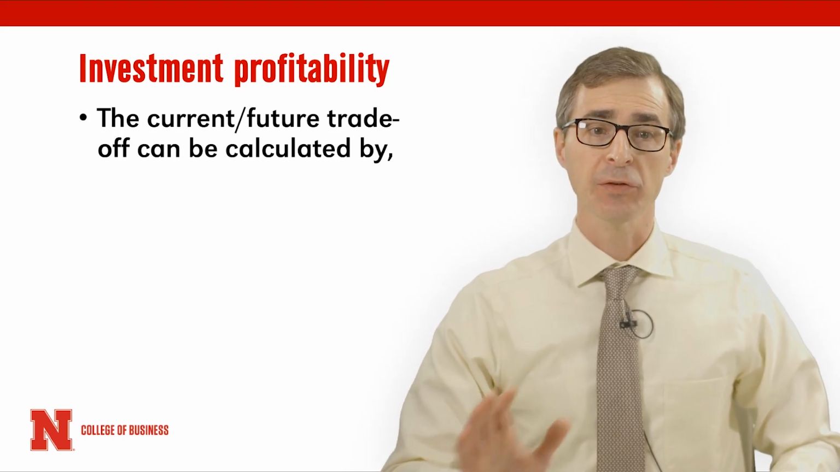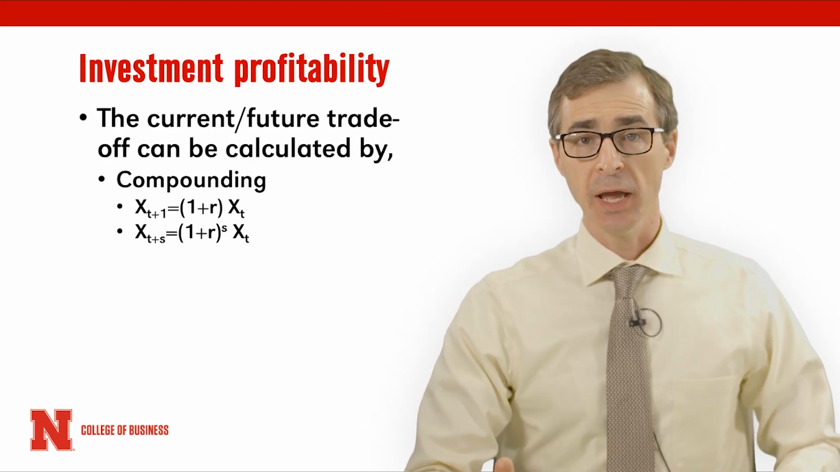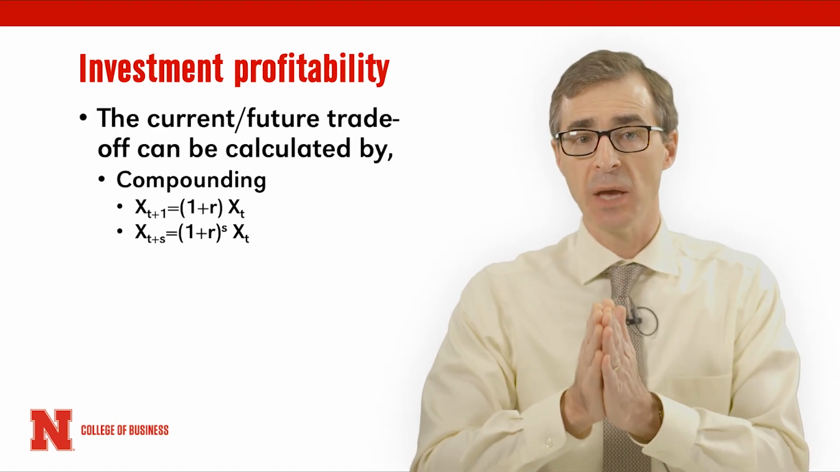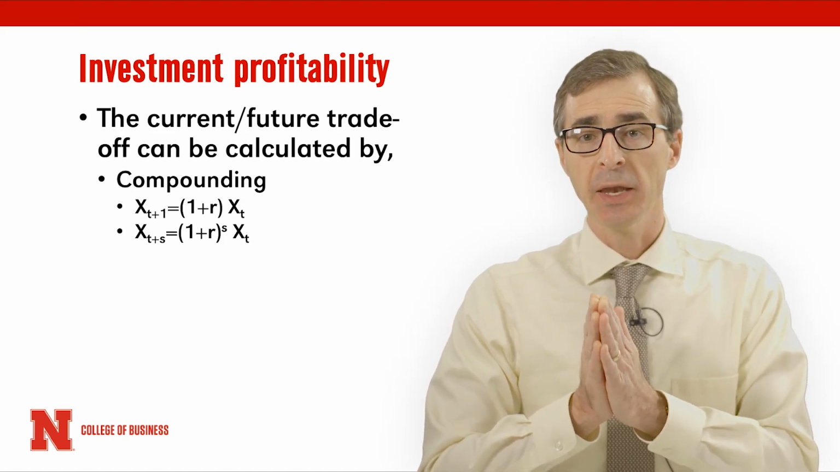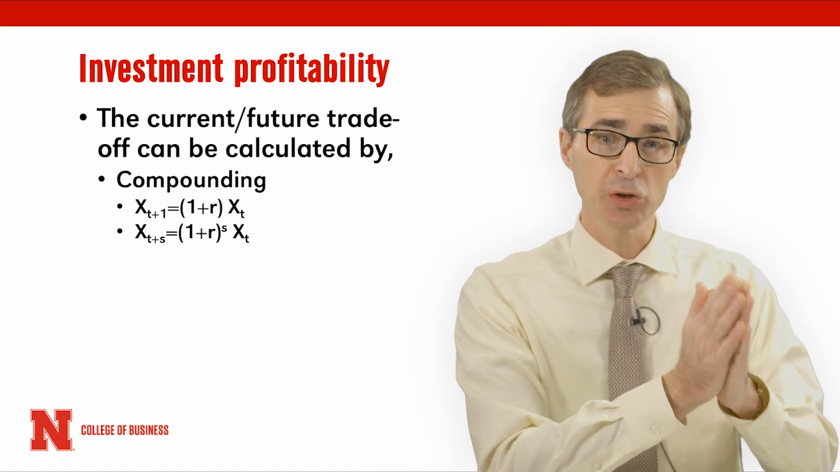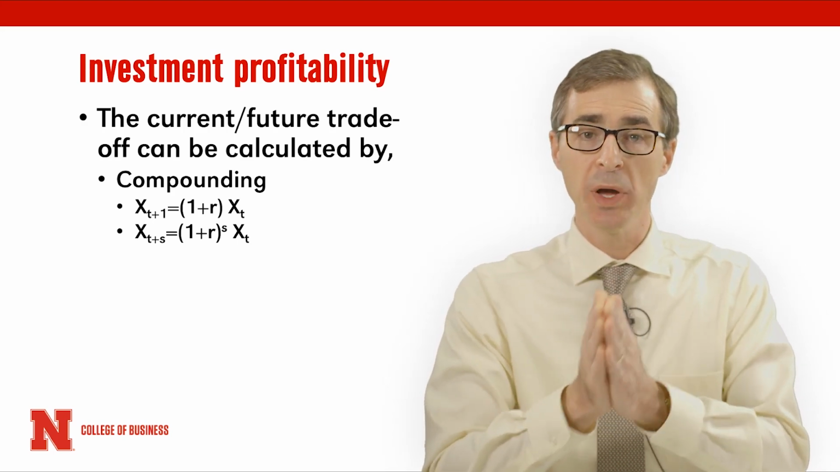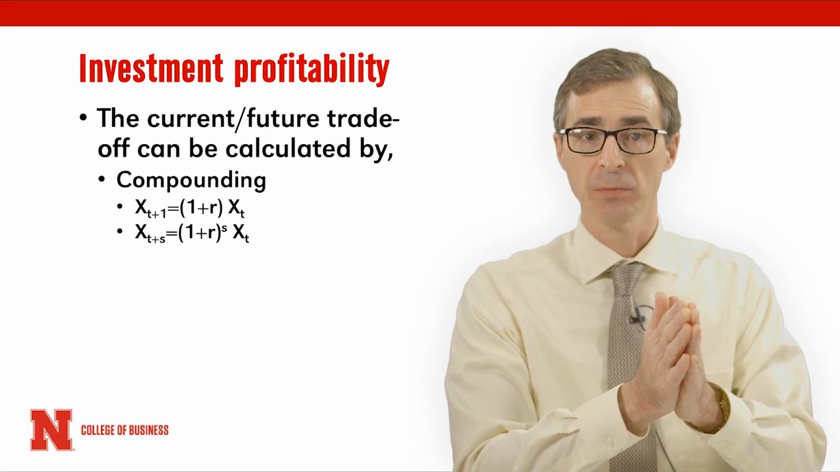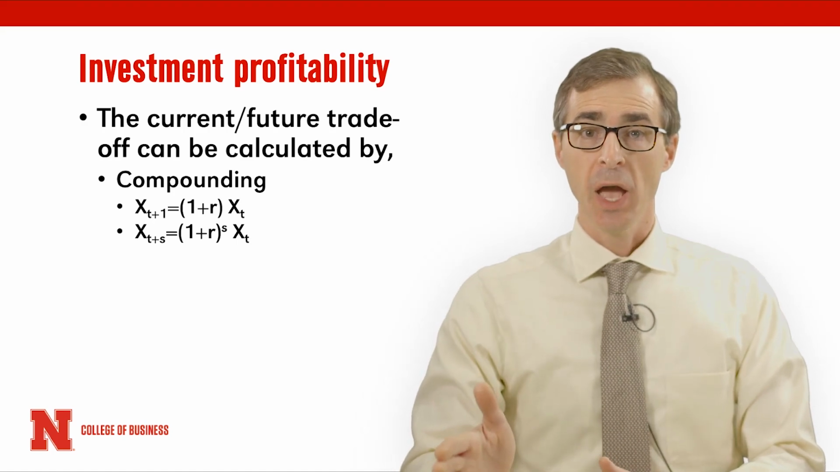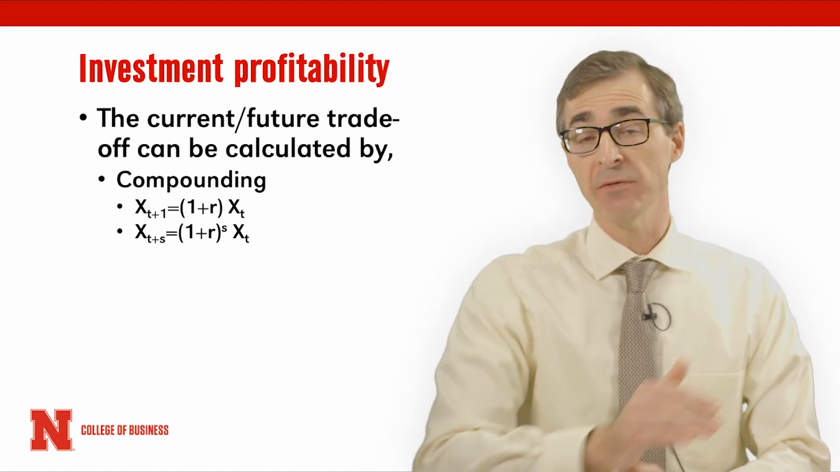Again, we said that this current versus future trade-off can be calculated by compounding current cash flows into future cash flows. Or, in other words, we can take a dollar amount today, let that be X subscript T, and if the rate of return is R, we can calculate an equivalent future dollar amount, X subscript T plus 1, by taking the current amount times 1 plus that discount rate or interest rate. Likewise, if we're compounding multiple periods into the future, we can take the current value and multiply it by 1 plus R every year we want to accumulate that value into the future.